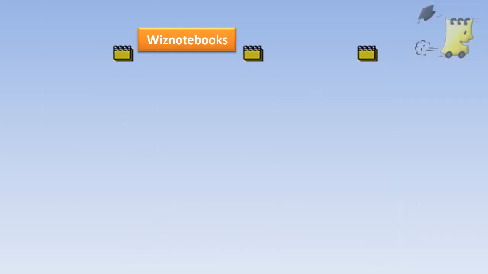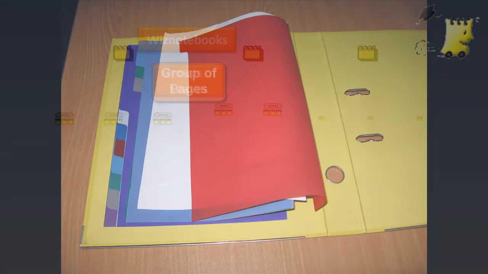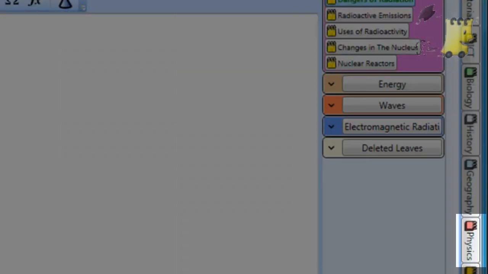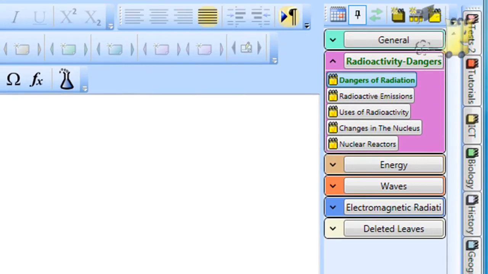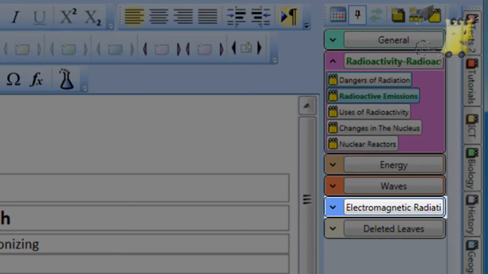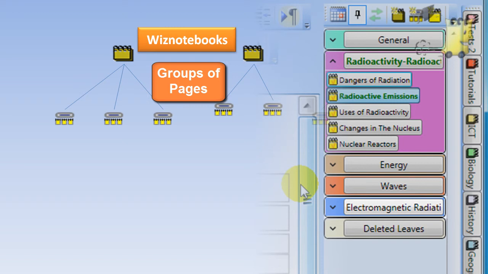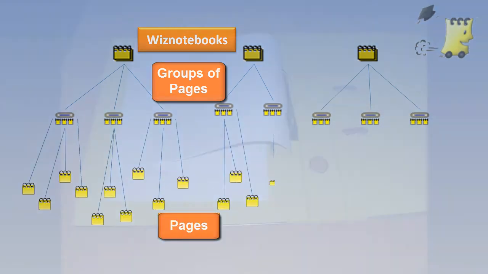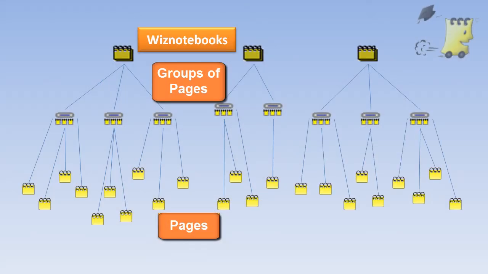Each Wiznote book can contain many groups of pages. A group of pages is comparable to a divider in a ring binder. For example, if you are studying physics, you would have a Wiznote book named Physics. You might divide that Wiznote book into groups of pages named radioactivity, energy, waves, electromagnetic radiation, etc. Each group of pages can then be divided into different pages. As we have mentioned before, a page is what you actually write your notes into.